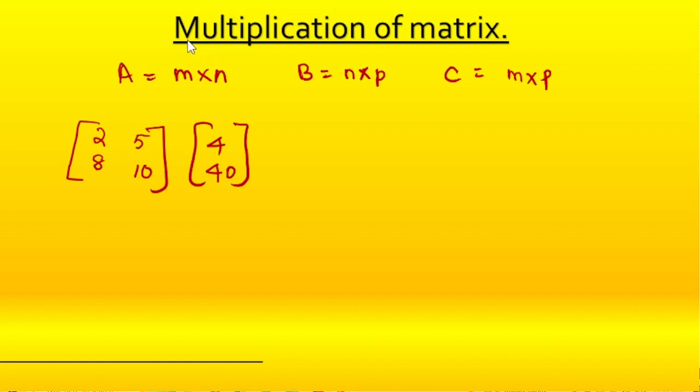What is the order of the first matrix? It has 2 rows and 2 columns, so it is a 2 by 2 matrix. The second has 2 rows, 1 column, so this is a 2 by 1 matrix. So, what will be your answer? Your answer will be in 2 by 1 order. Your C matrix will be a 2 by 1 matrix. Now, how to multiply?